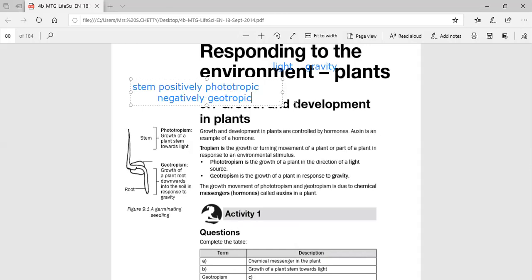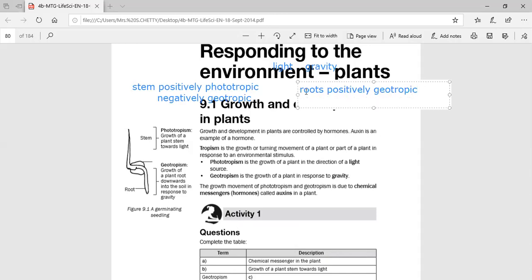And then when we're talking about roots, the roots would be the complete opposite, wouldn't they? Roots would be, yes, positively what? Positively geotropic, because they love to grow towards the ground, because that's where they're going to get their water. And they would be negatively phototropic, so they will grow away from the light.